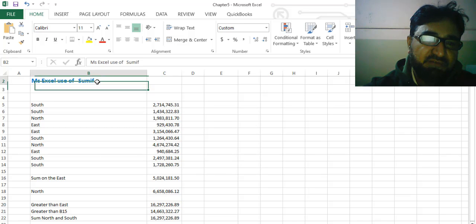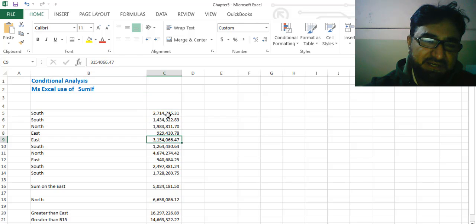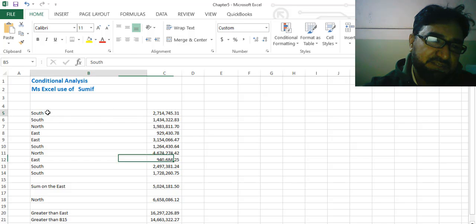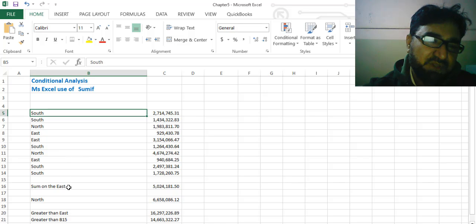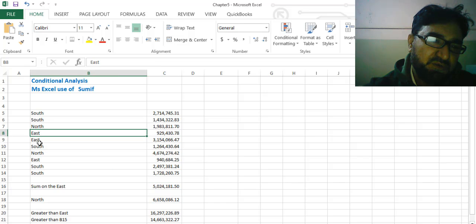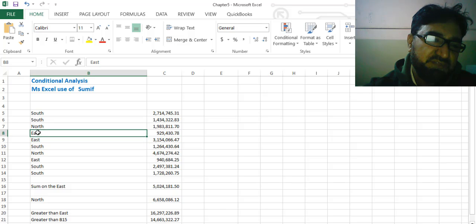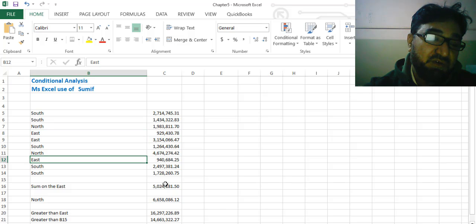Now look at this, the use of SUMIF. Here we are again and again focusing on the conditional analysis, MS Excel use of SUMIF. Here is the data, it is hard written data. So look at this, we are going to write a formula to find out the total of the value which is written in front of this east. We want to know the total of these three east. So how are we going to write this formula?